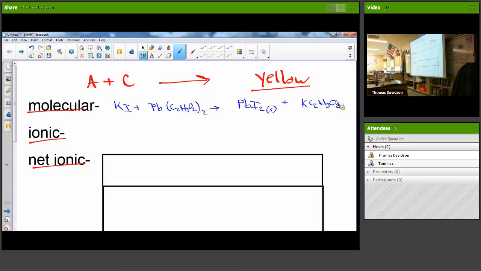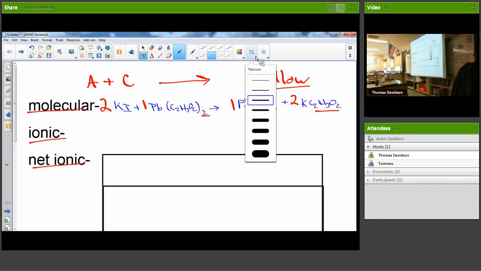Then, the last one I didn't have to balance. The last one, every charge of everything was 1, so that means all your coefficients will be 1. This one, it is not. So if I have 2 I's, I have to put a 2 there. 2 K's means I've put a 2 there. That makes 2 acetates, but I have 2 acetates, so 1 and 1. Now, the coefficients and subscripts have to be represented when we write the ionic overall.